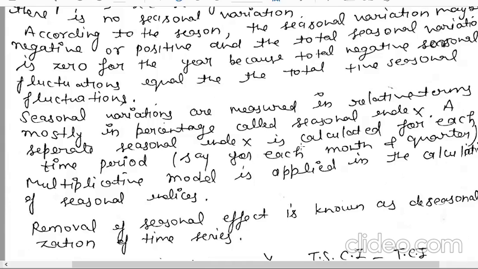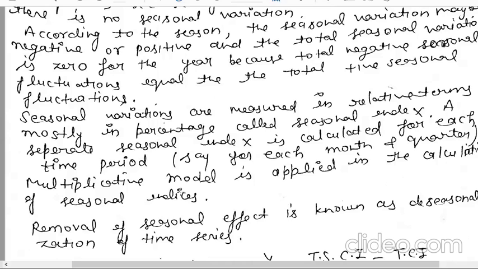The multiplicative model is applied in the calculation of seasonal indices. Here, seasonal variations are measured in relative terms, mostly in percentage, right? Because we multiply by 100, we get our percentage value, and it is called the seasonal index. A separate seasonal index is calculated for each time period, right? If you are taking monthly data, you will calculate it monthly. If you are taking quarterly data, you will calculate it quarterly, right? So for each time period, you will calculate your seasonal index. The multiplicative model is applied in the calculation of seasonal indices.